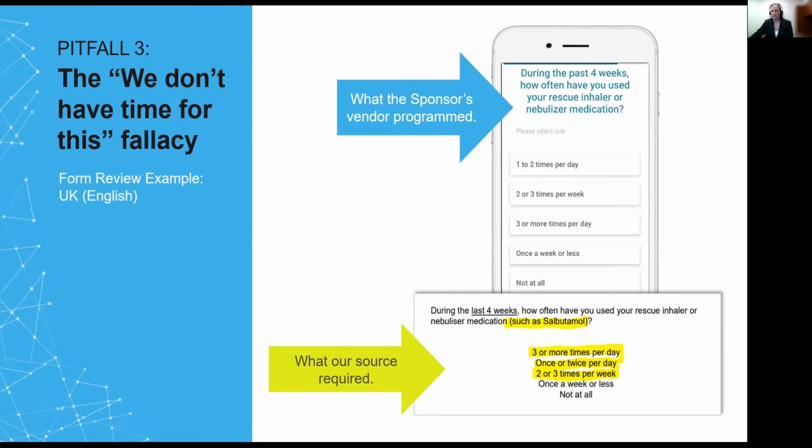This one is on a UK form of English and the Asthma Control Test. Not only is this spelling a US version of nebulizer and the parenthetical is not included, but also, while the response choices are not incorrect, they're in the wrong order, which could lead to wrong scoring based on the scoring instructions.